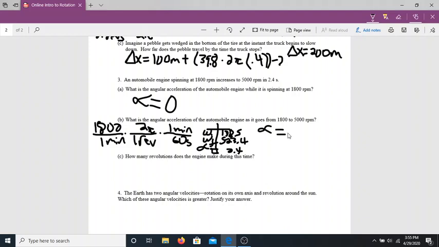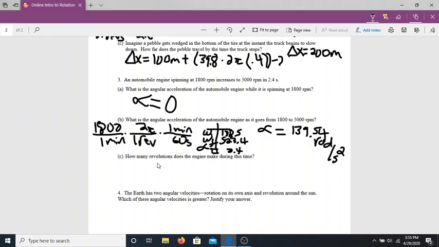If you do that, you should get that the angular acceleration for this is 139.54 radians per second squared. Okay, and right there, once again, we just used our chart. The only thing we had to modify is just we had to do a little bit of manipulation to get from one unit to another.